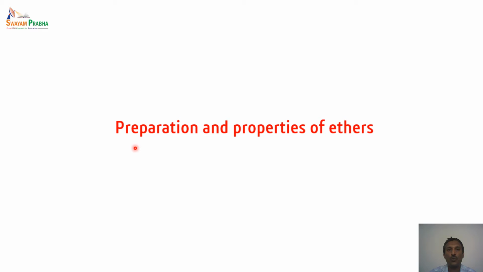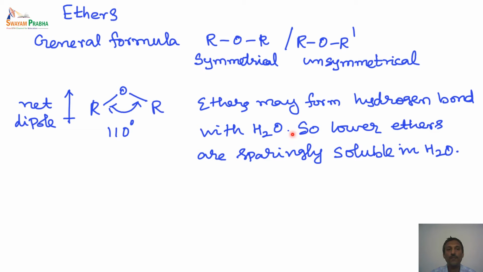Let us move on to the next topic, that is preparation and the properties of ethers. Ethers are any class of organic compounds characterized by an oxygen bonded to two alkyl or aryl groups. The general formula is given as ROR'. They can be symmetrical ethers or unsymmetrical ethers. The bond angle between R-O-R' is actually around 110 degrees, and because of the presence of oxygen, there is a net dipole in this molecule.